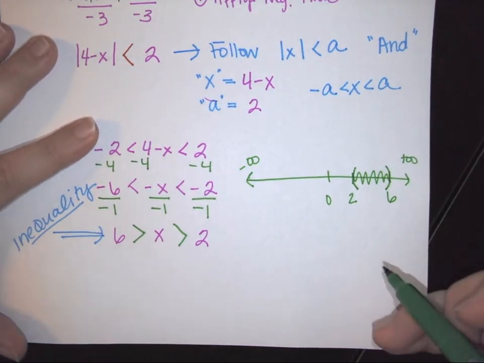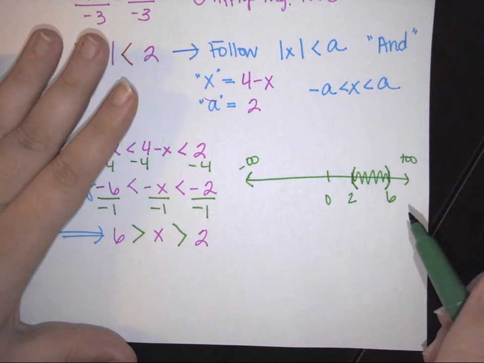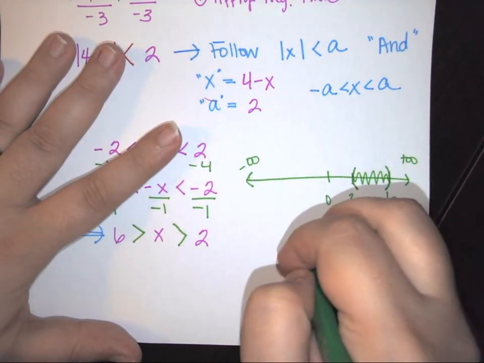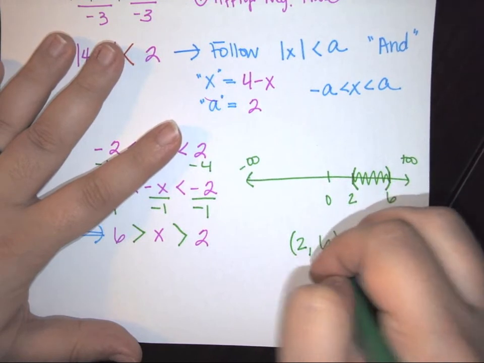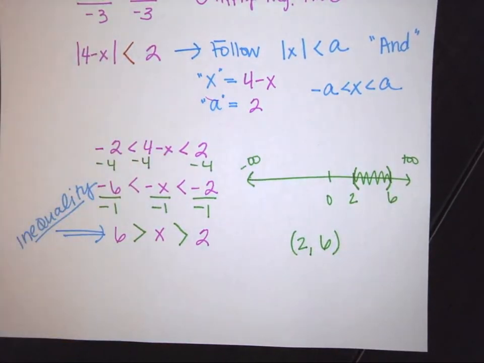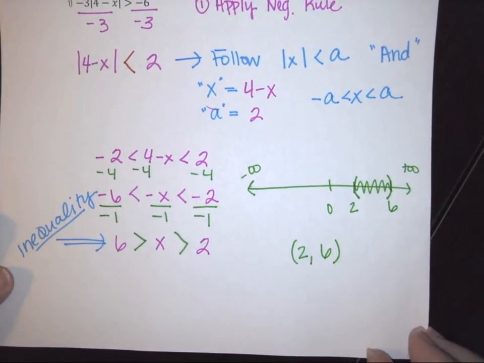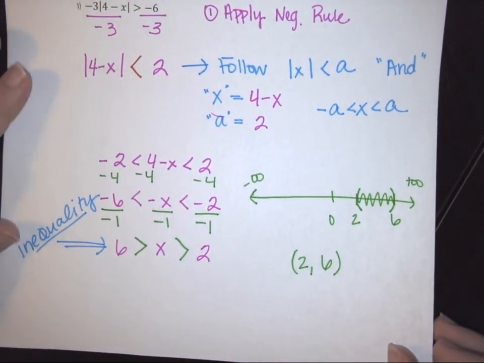And last, I can write my interval. So remember, your interval needs to match your graph. So I'm going to open a parenthesis at 2. I'm going to travel to 6, and I'm going to close my parenthesis. So that is your first example here. It's an example of an and situation.